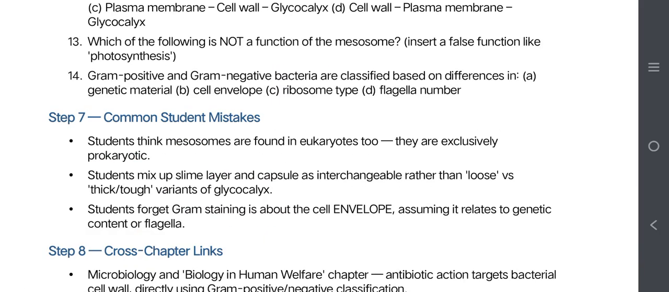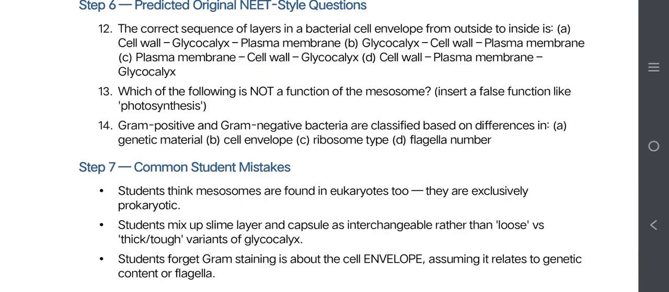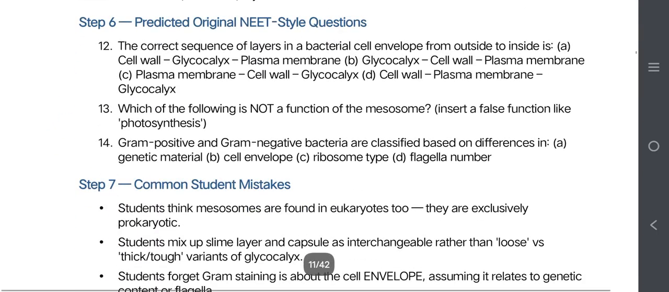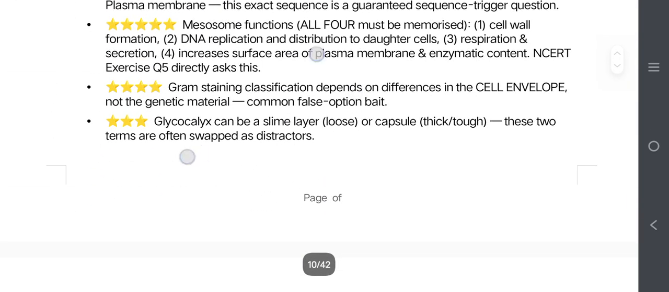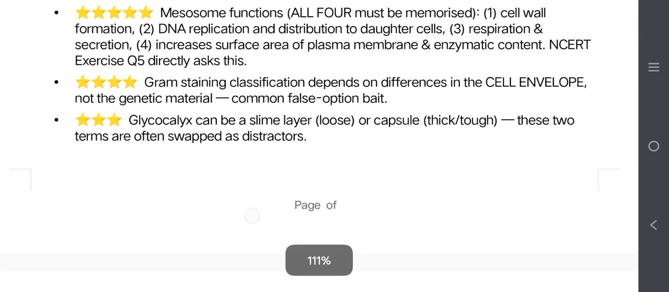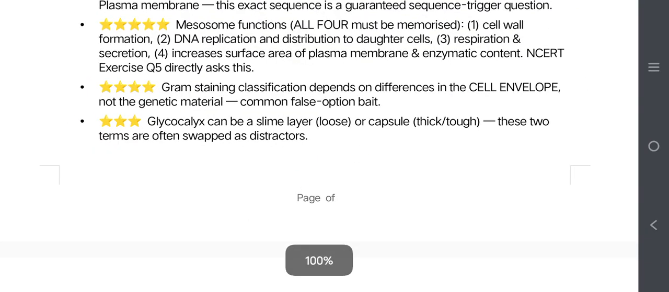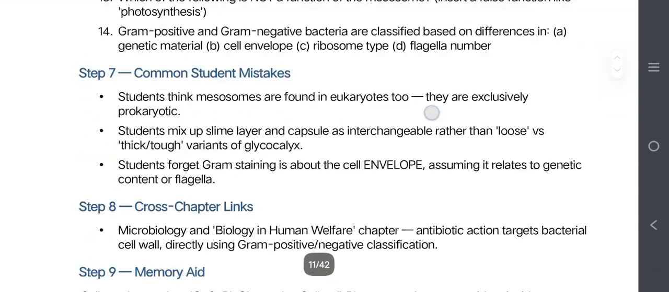Gram positive and gram negative bacteria are classified based on different things. A, genetic material. B, cell envelope, ribosome type, and flagellum number. The correct answer is cell envelope. We discussed this: Gram classification depends on differences in the cell envelope, not in genetic material.